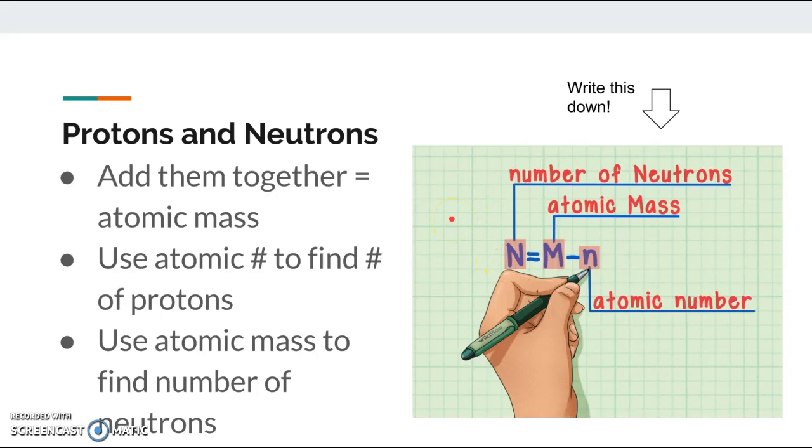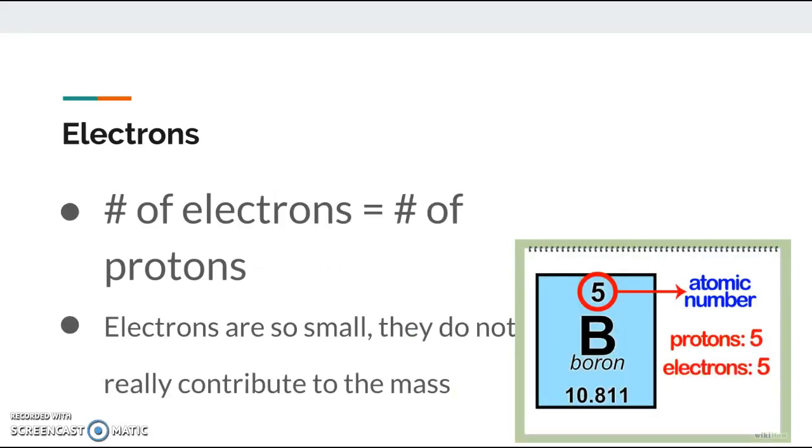That's something that we're going to practice quite a bit in this class, is figuring out how to find the electrons, the protons, and the neutrons. So you're going to use that atomic mass and the atomic number to be able to figure out the neutrons. All you've got to do is subtract. Simple math here, people.